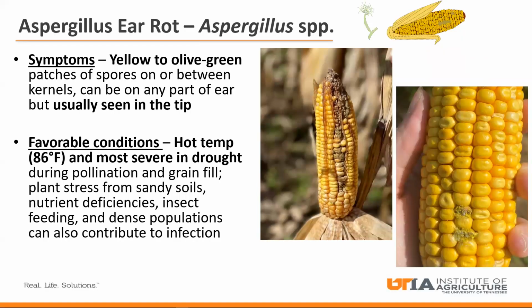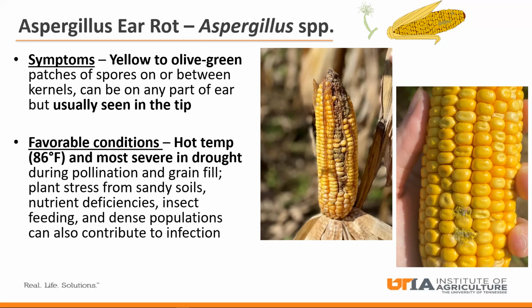The first one on our list is Aspergillus ear rot, which I like to call our hot rot. It's caused by Aspergillus species. Our symptoms are yellow to olive green patches of spores. They're going to be very grainy. These are seen in and between kernels, and usually at the very tip of the ear.